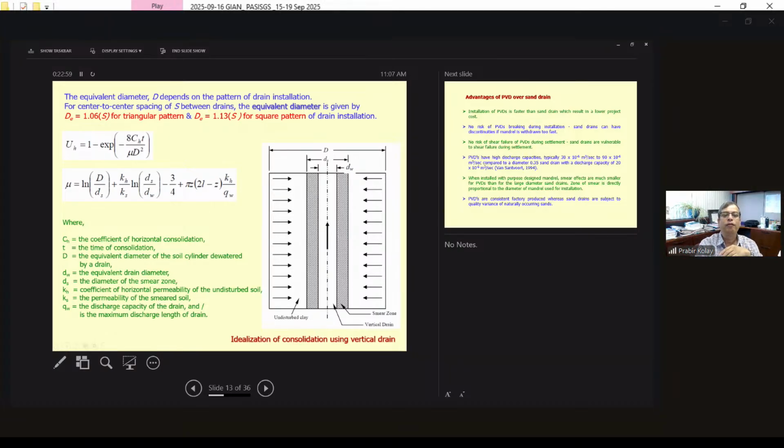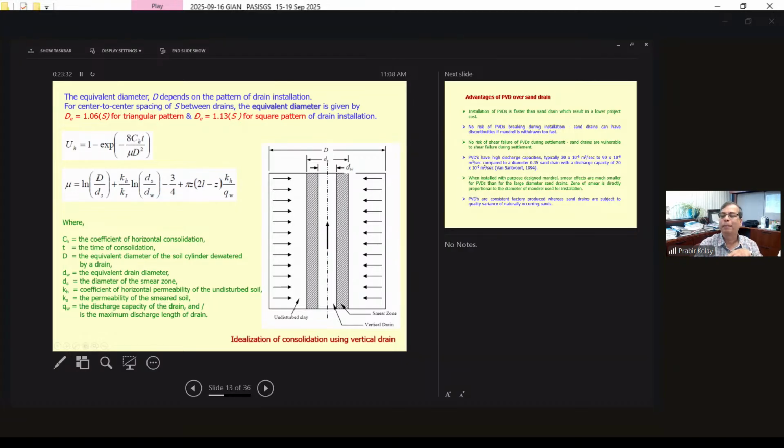And then mu comes into the picture, where mu is given by this equation. There are a few things you need to consider based on this figure. D is the total diameter, including the smear zone. dw is the equivalent drain diameter. ds is the diameter of the smear zone. Kh is the coefficient of horizontal permeability. Ks is the coefficient of permeability of the smeared soil. Based on these values, you can easily calculate the discharge capacity or dw.